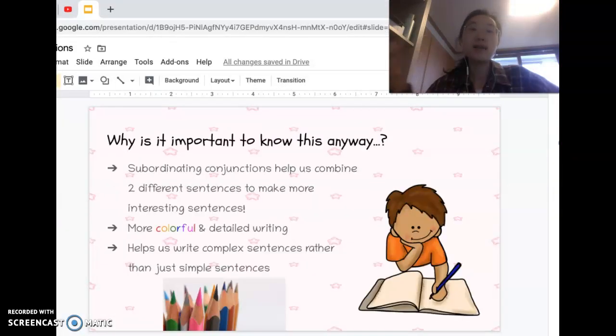So first of all, why is it even important that we know about these things? Well, subordinating conjunctions are going to help you become a better writer. It's going to help you write more detailed, varied sentences. Instead of just writing simple sentences after each other, you can use different lengths of sentences as well. So basically, it will help us become better writers.